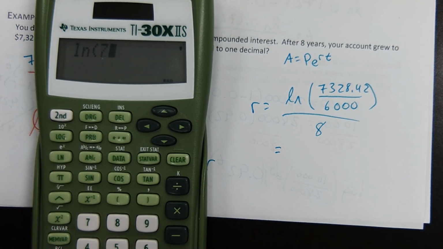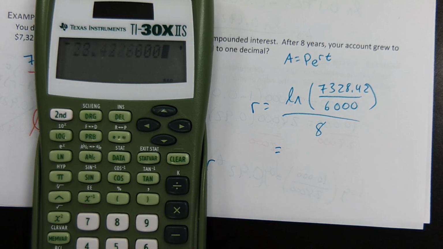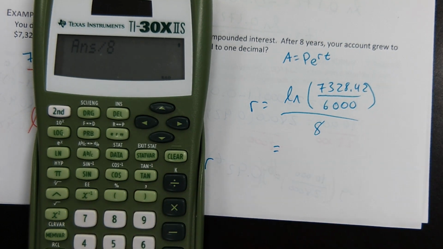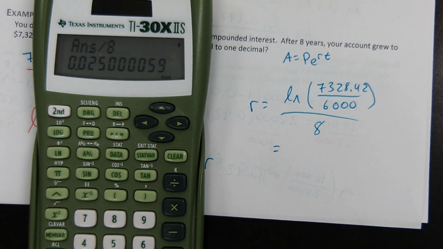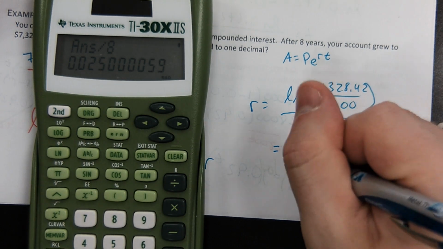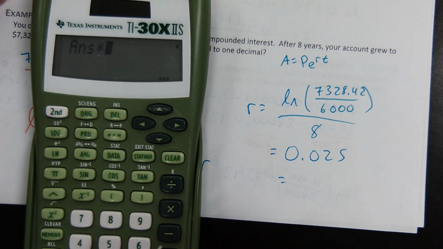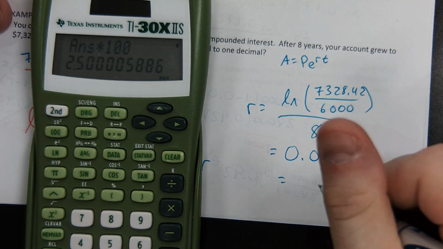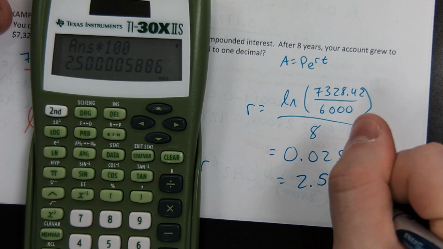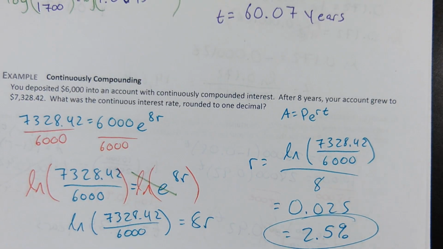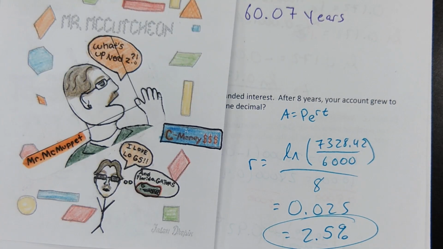Natural log 7328.42 divided by 6,000. Close the argument. Equals. Divided by 8 equals. That is 0.025, which is 2.5%. Awesome.